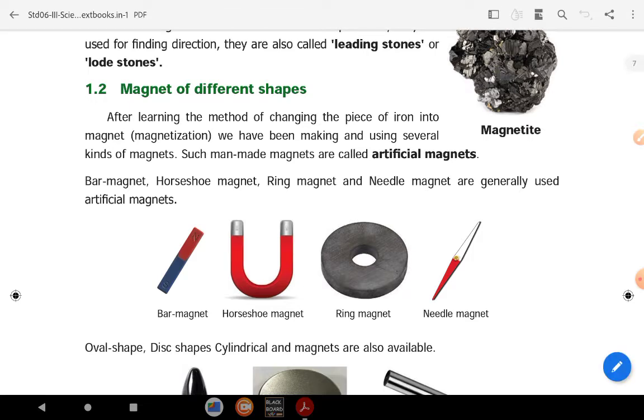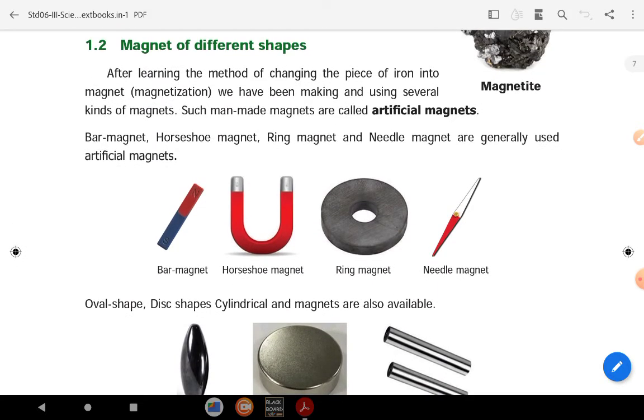The first part, and then you have the magnet of different shapes. There are different shapes of the magnet. After learning this, now let's go on to the next part. 1.2, magnet of different shapes. After learning the method of changing the piece of iron into magnet, okay, magnetization. What is magnetization? The method of changing a piece of iron, you take a piece of iron and make it into a magnet. ஒரு இரும்பு துண்டு எடுத்து அதை மேக்னெட்டாக கன்வெர்ட் பண்ணலாம் இல்லையா? இந்த ப்ராசஸ்க்கு பேர் தான் மேக்னடைசேஷன்.